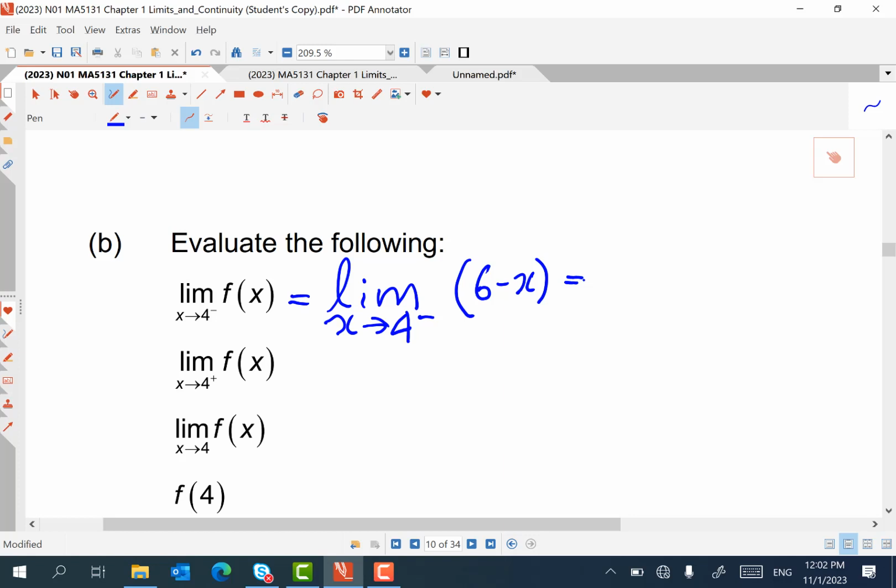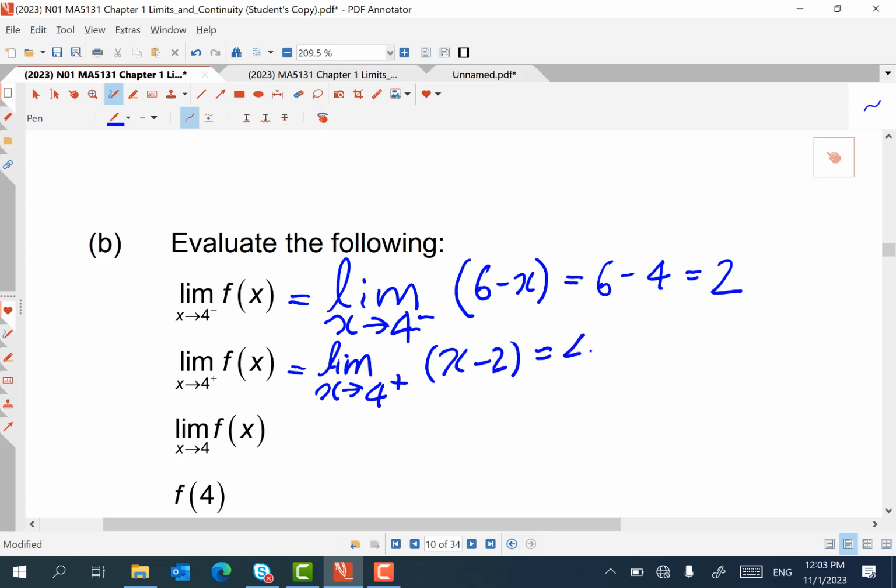Because then I know that you have understood the meaning of x approaching 4 from the left, because you are using the function 6 minus x. And then this gives you 6 minus 4, and therefore is 2. Likewise, for the right limit, as x approaches 4 from the right, the function is x minus 2, and then I want you to write 4 minus 2 equals 2.